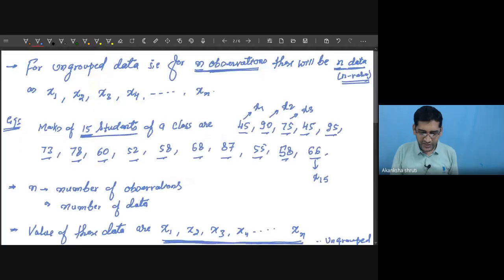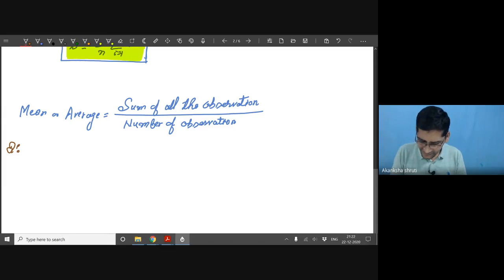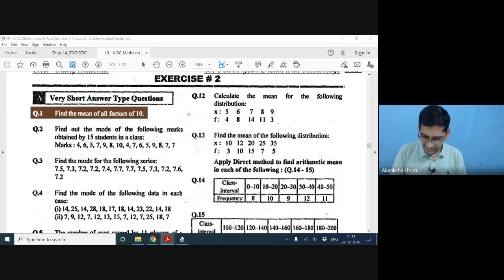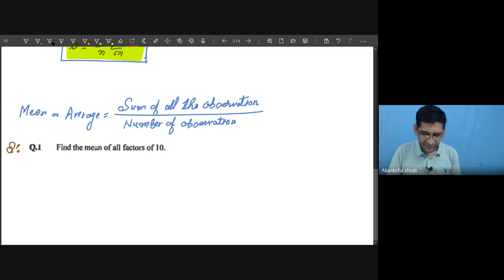Okay, students. Questions on this are also very easy. Let me take one question. Find the mean of all factors of 10. Let us take this simple question. Yes, students, are we getting it? This was asked in your MCQs. Find the mean of all factors of 10.